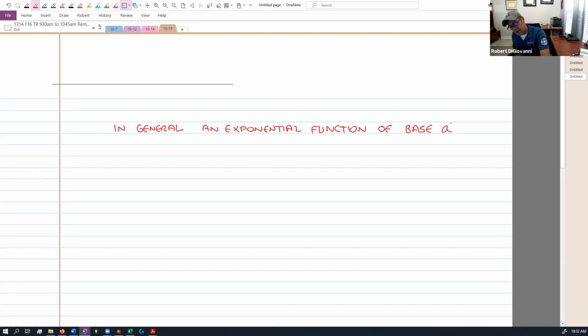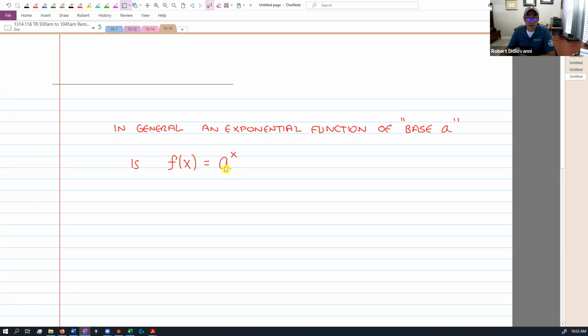So in general, an exponential function of base a, this is terminology, in general, an exponential function of what we call base a is a function f of x where you take some number a and raise it to the x power.